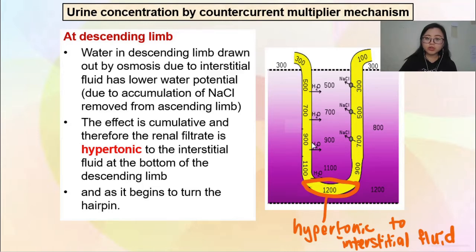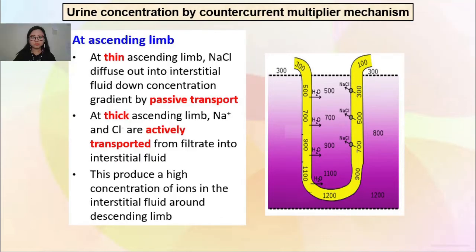Semakin filtrate itu turun, semakin banyak air yang dia akan hilang. Effect is cumulative. Efek ini berganda dan berterusan. So di atas ni dia hilang sikit, sampai tengah dia hilang sikit, bawah lagi dia hilang lagi banyak air. So semakin dia turun, dia semakin pekat. Bila dia sampai di bawah loop of Henle, where it begins to turn the hairpin, this bottom, it will be hypertonic to the interstitial fluid. Dia akan menjadi pekat dan hypertonic kepada interstitial fluid.